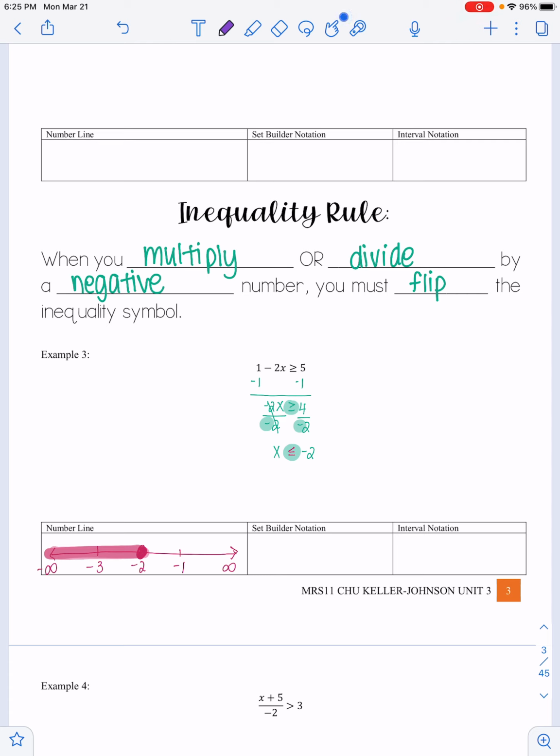Set builder notation. Draw your little brackets or your little squiggly. We have x. Remember what this line means, this bar. Such that x is less than or equal to negative 2, and then close it off.